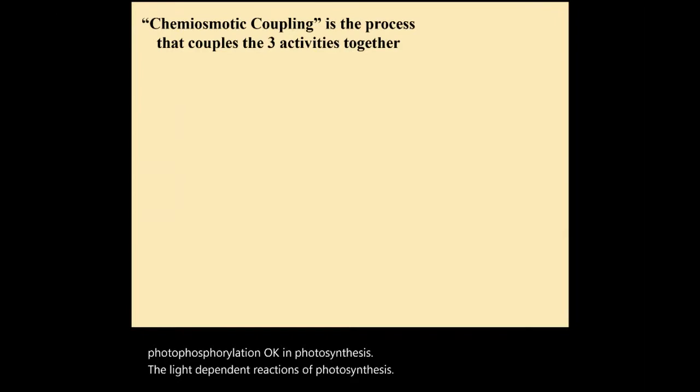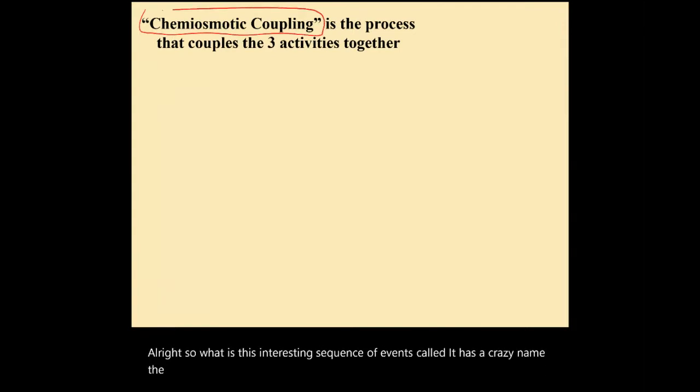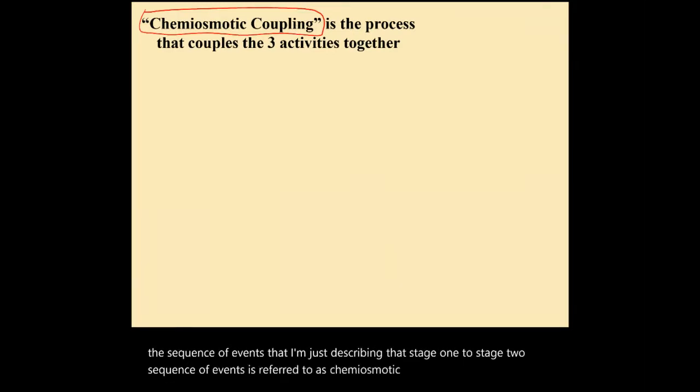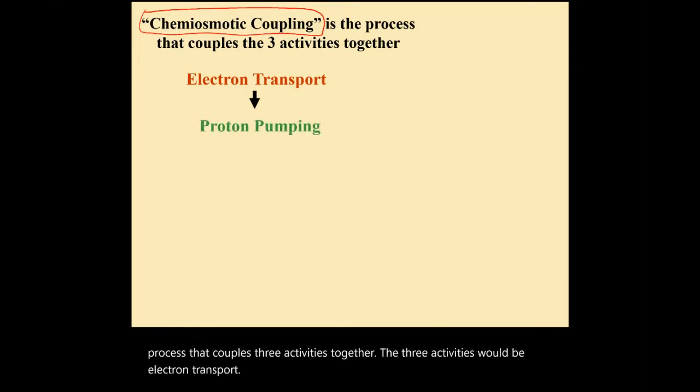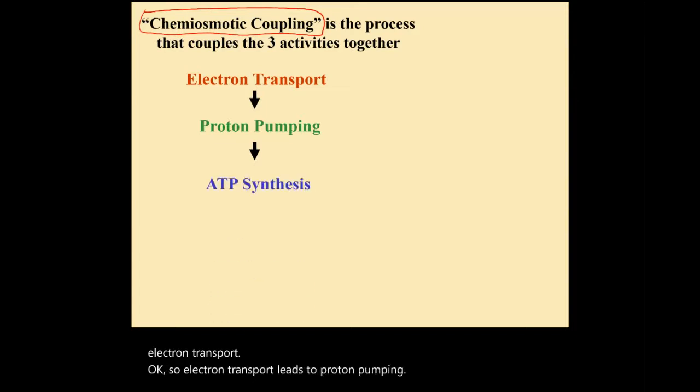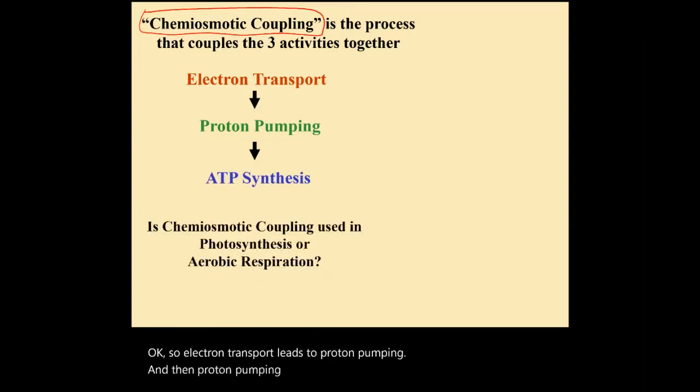All right, so what is this interesting sequence of events called? It has a crazy name. The sequence of events that I'm just describing, that stage 1 to stage 2 sequence of events, is referred to as chemiosmotic coupling. And it's the process that couples 3 activities together. The 3 activities would be electron transport. Okay, so electron transport leads to proton pumping. And then proton pumping leads to ATP synthesis.